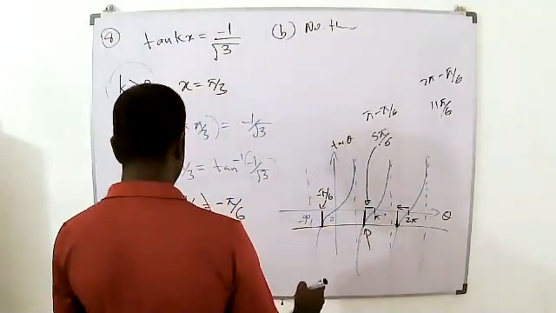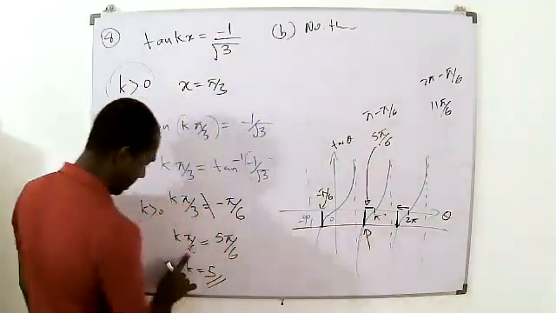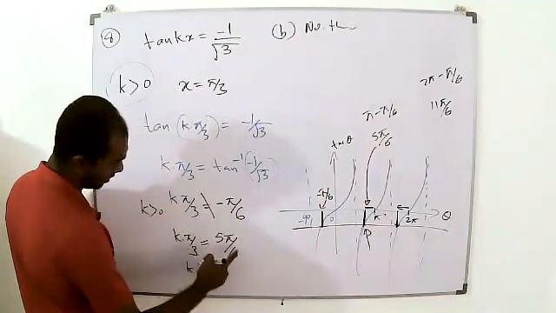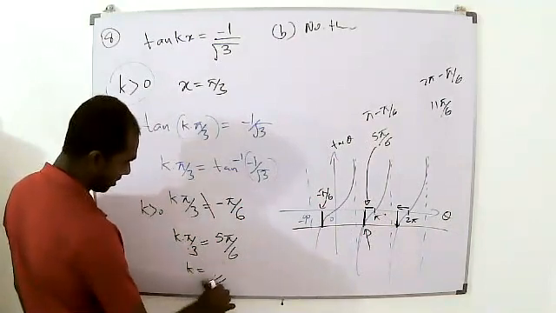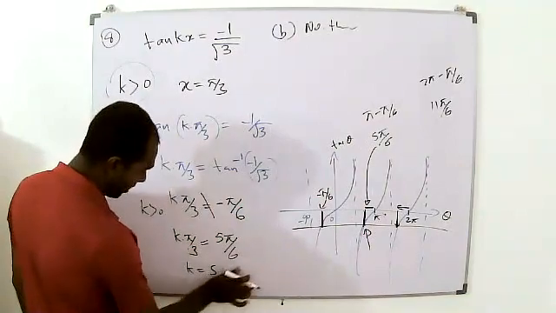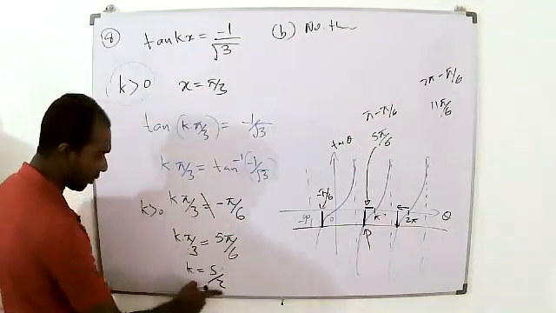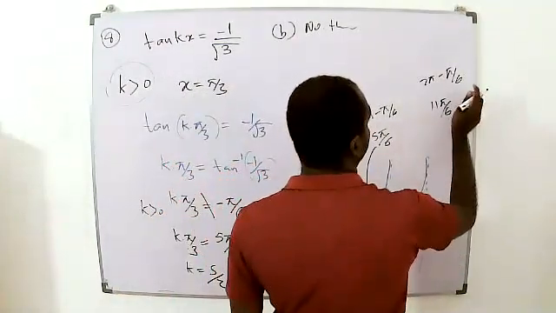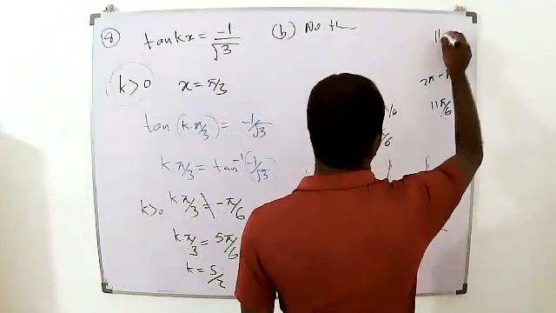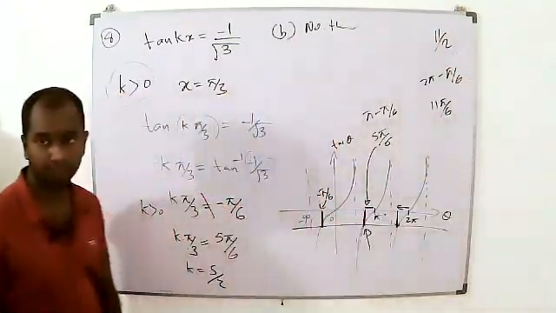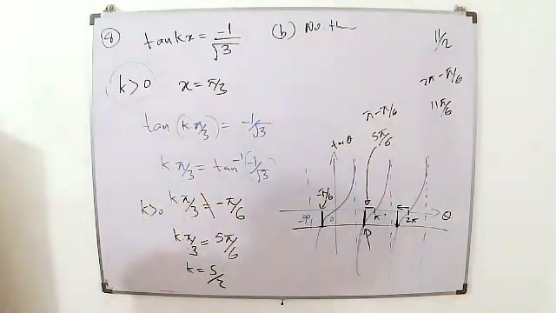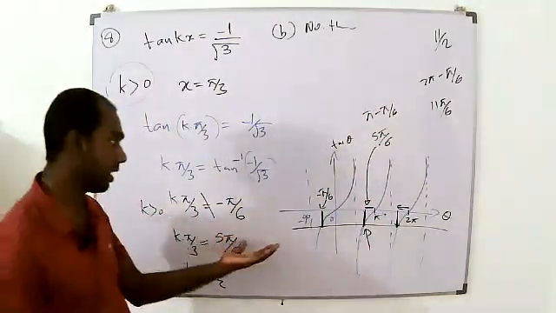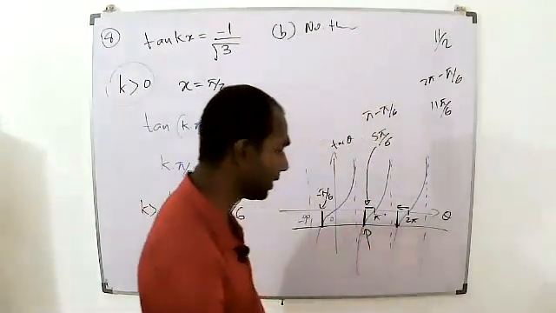Oh wait, I did something wrong here, no? This is 3. So it's going to be 10, not 5. Sorry, 5 divided by 2. This answer here will be 5 divided by 2. K will be equal to 5 divided by 2. And here the answer will be 11 divided by 2, like that. It goes on. So you can find so many solutions. No, it's not the only value. From the graph we can see there are so many solutions for k.